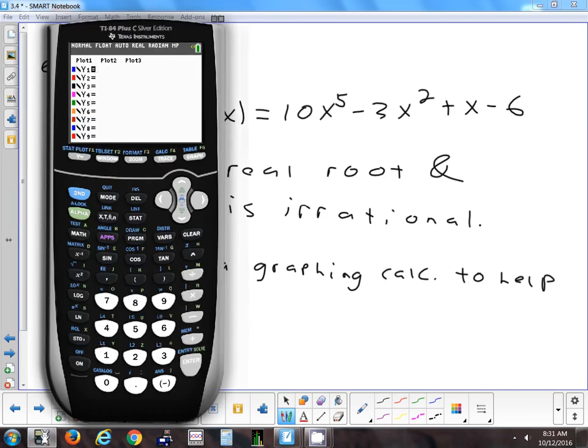So I've got 10x to the 5th minus 3x squared plus x minus 6. I'm going to graph it. All right, so what do you think I should do first there?